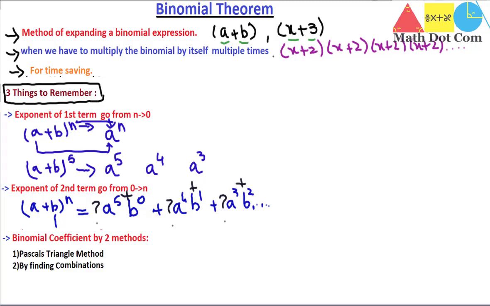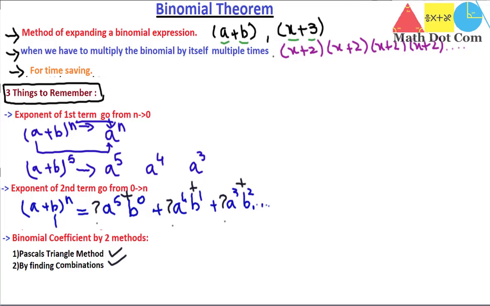Method number 1, so there are two methods to find the binomial coefficients. One is the Pascal's triangle method and the other is by finding the combinations. In this lecture I'm going to tell you about the Pascal's triangle method. As for combinations, we have already learned how you can find them, so that is not a difficult one. But the Pascal's triangle method is feasible when the value of n is not too large or high. So we can use both methods to find the binomial coefficient.